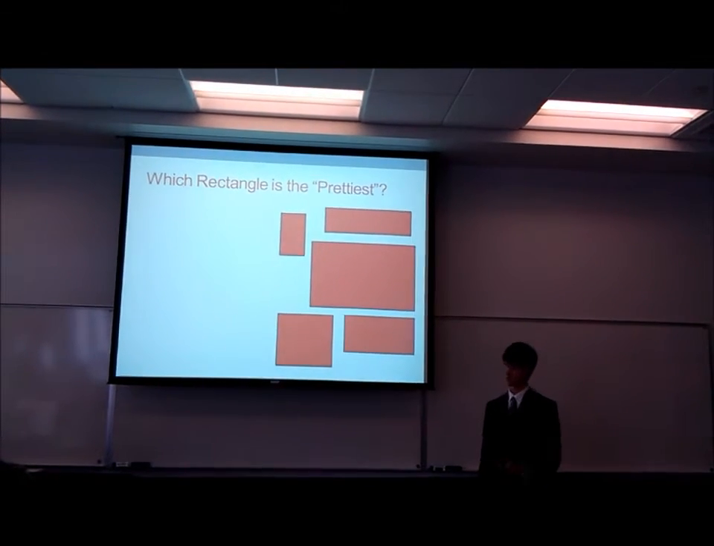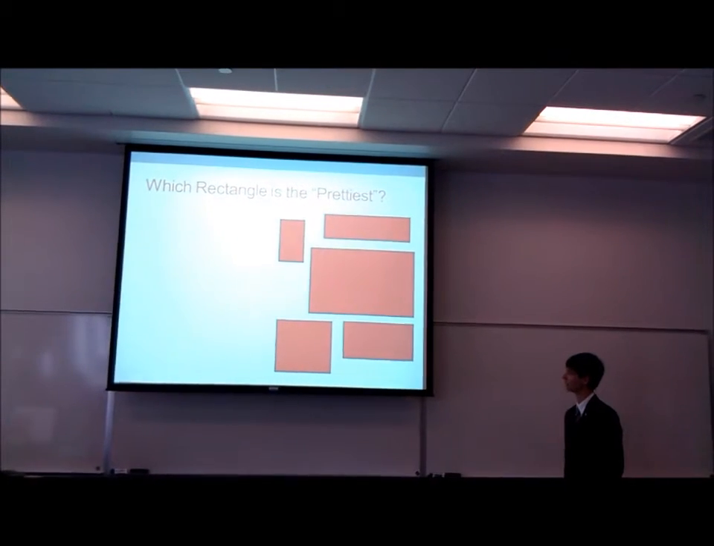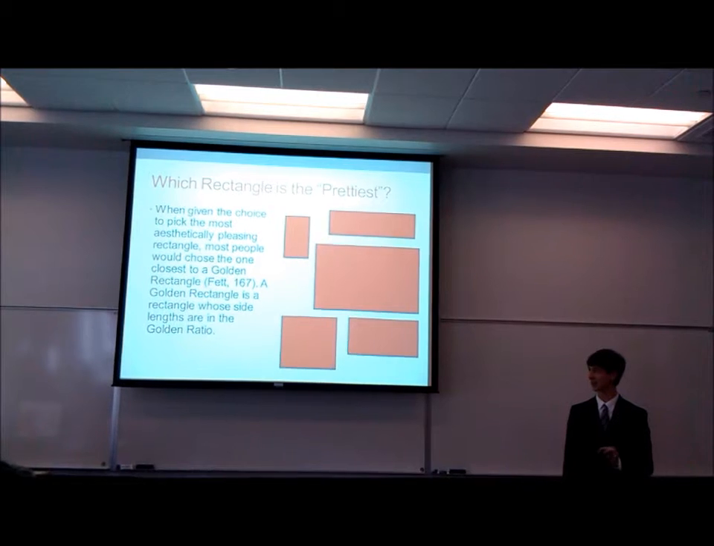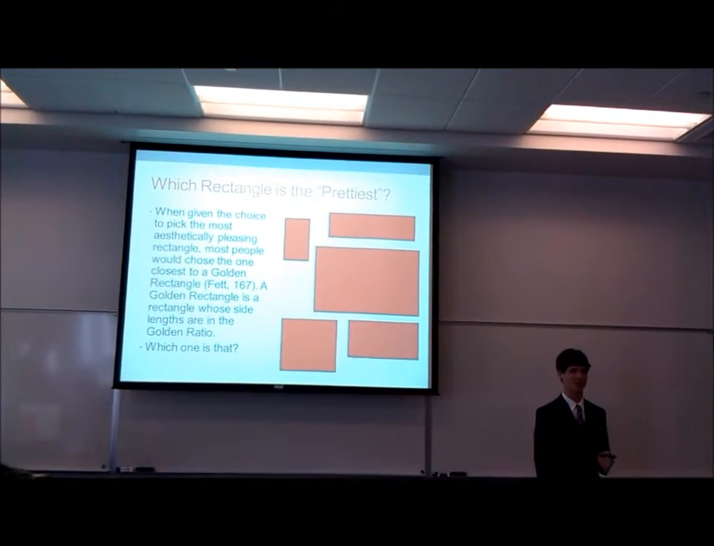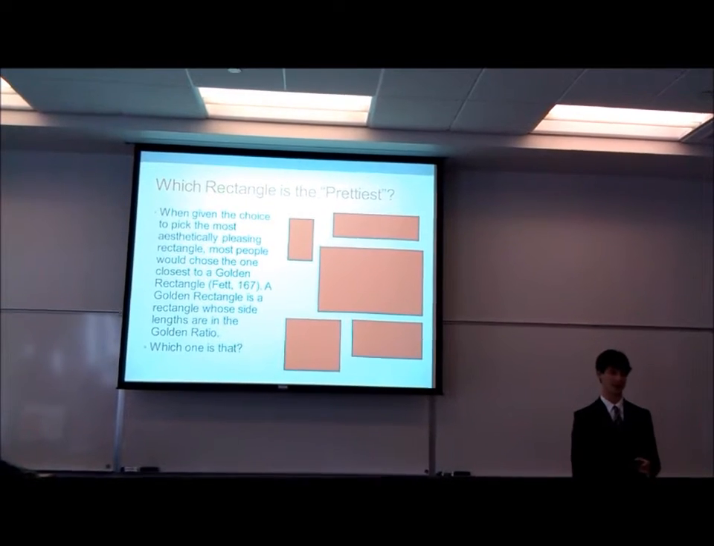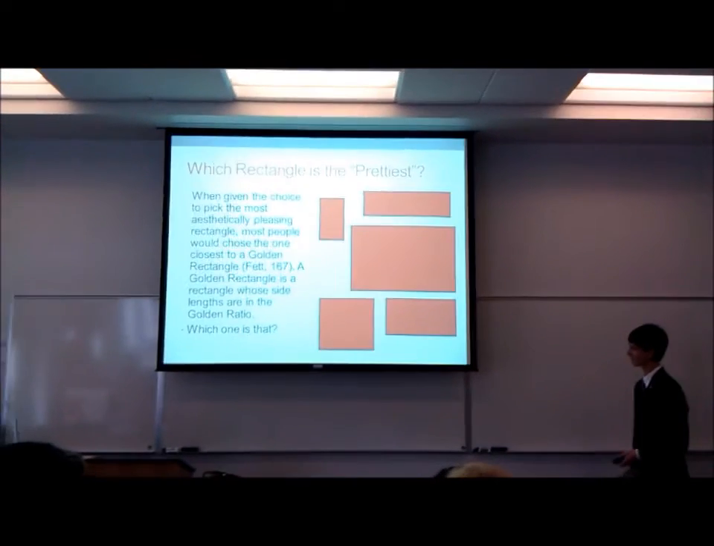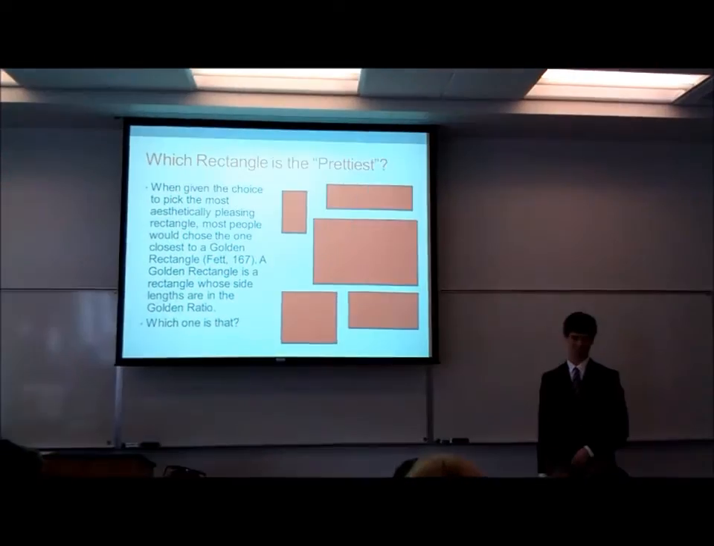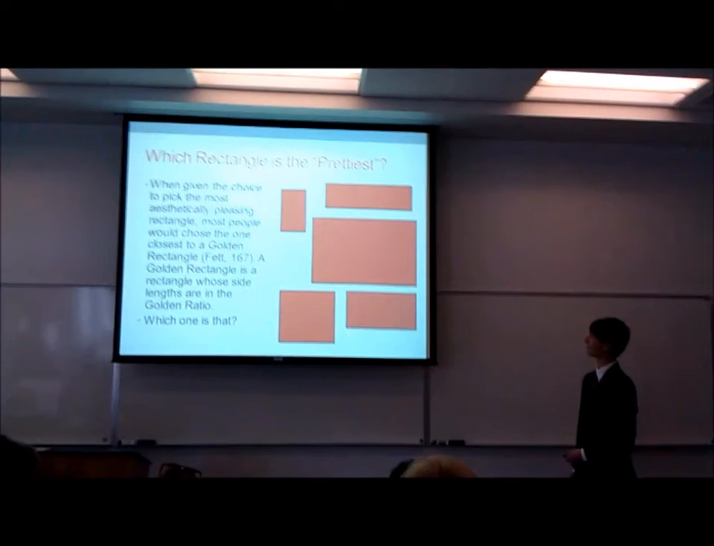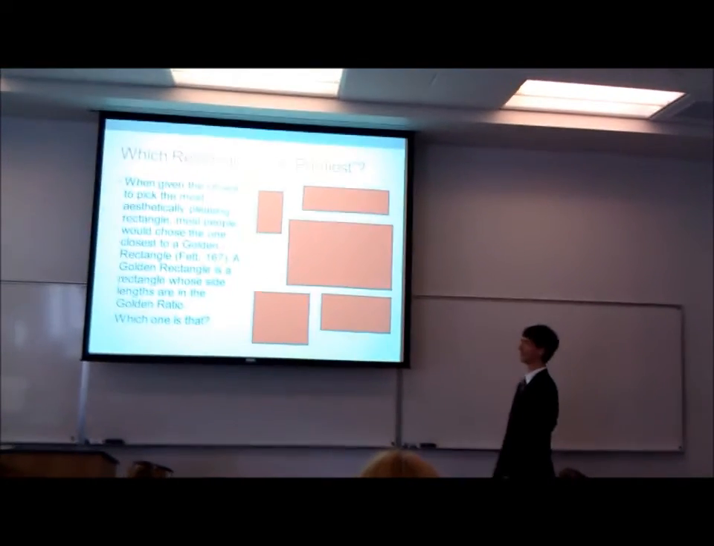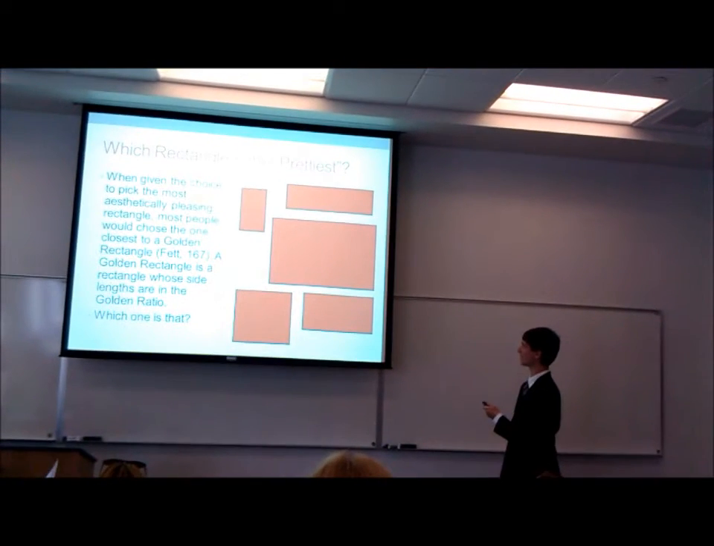So here's a little experiment. Basically, when people were given the chance to pick the most visually pleasing rectangle, most people choose the one closest to a golden rectangle. And like I said, a golden rectangle is a rectangle whose sides are in the golden ratio. And which one is that? The one in the middle? Yes, that's it. The side lengths of this rectangle are in the golden ratio. It's 1.618 to 1.